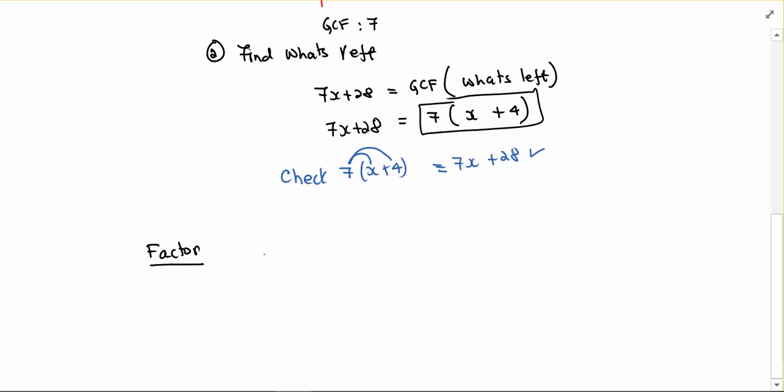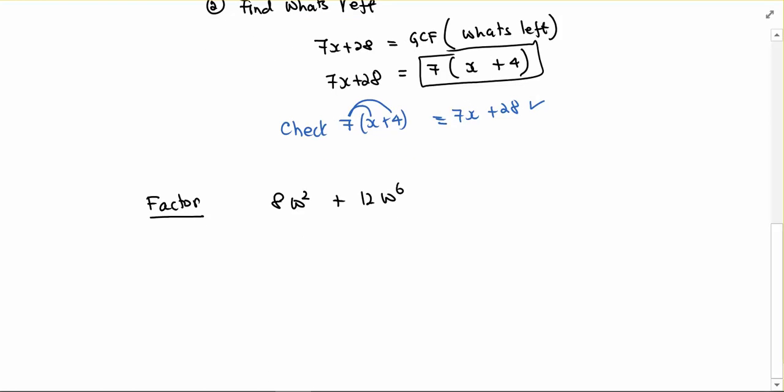Factor, and this time let's take 8w squared plus 12w to the 6. So let's find the GCF. Now as you get better at this, you'll be able to just look at this and pick the GCF. But with numbers it's hard. Right, so 8 I'm going to break as 2 and 4, and 4 breaks as 2 and 2. So really what I have here is 2 cubed w squared. And then the 12 I'm going to break as 2 and 6, and the 6 is 2 and 3. So this is really 2 squared times 3 times w to the 6.